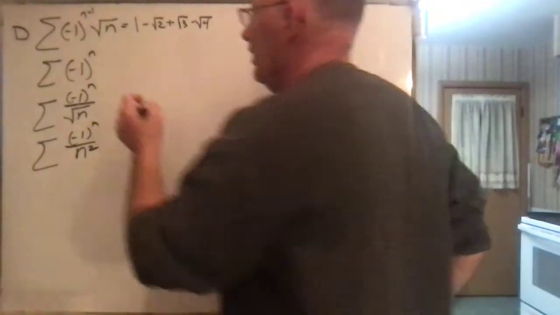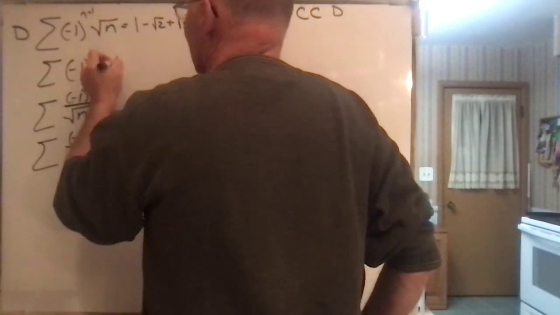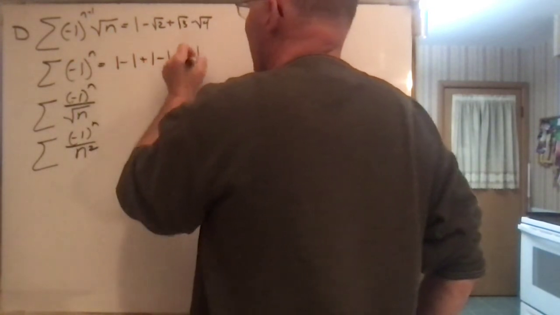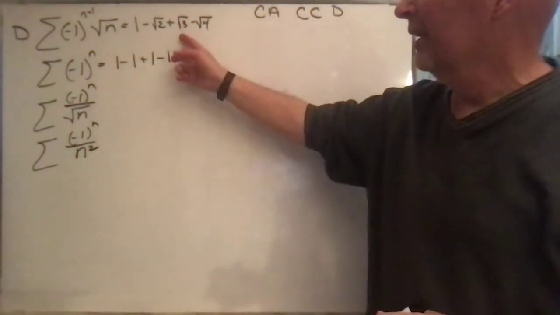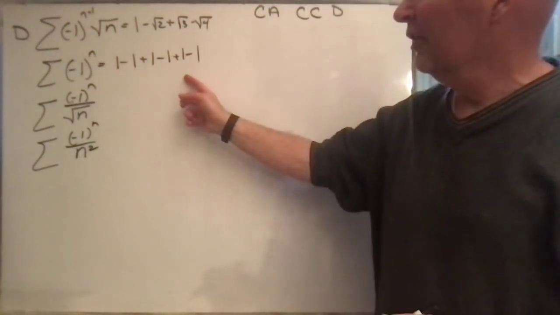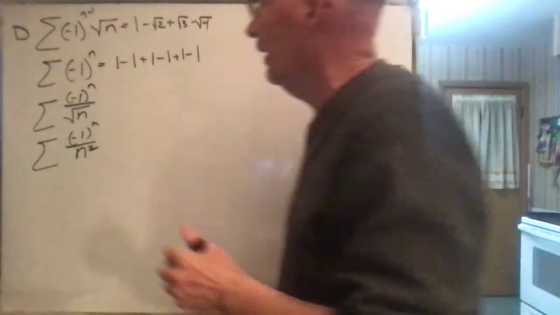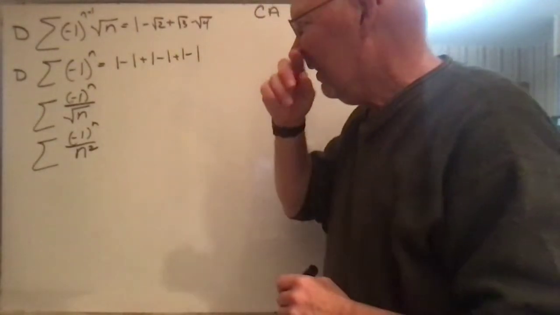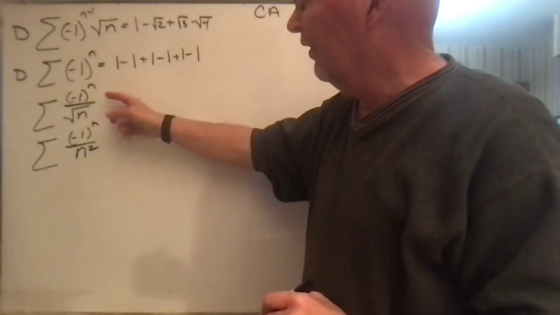What about this one? This one here is going to be 1 minus 1 plus 1 minus 1 plus 1 minus 1. There too, they're not getting bigger, but they're not going to 0. That's all there is to it. It diverges.